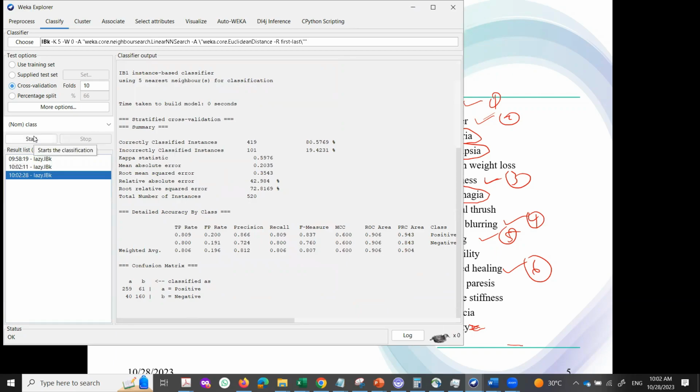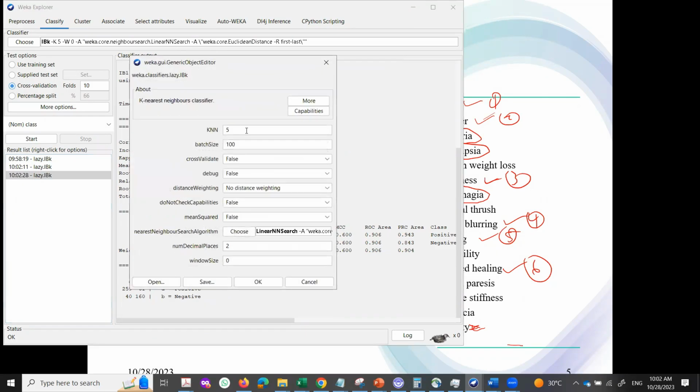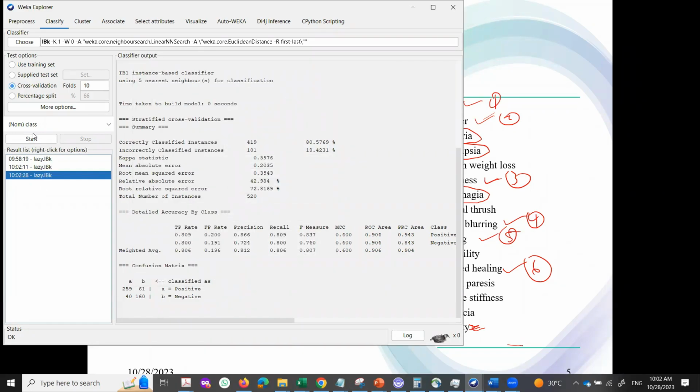It goes to 82. From 82 reduced to 80. It means so far the default value seems to be what is working for this data set. So that is 90%. So we are back to 90% when I change that number of K to 1 again. This is called hyperparameter optimization. We have to check for that.